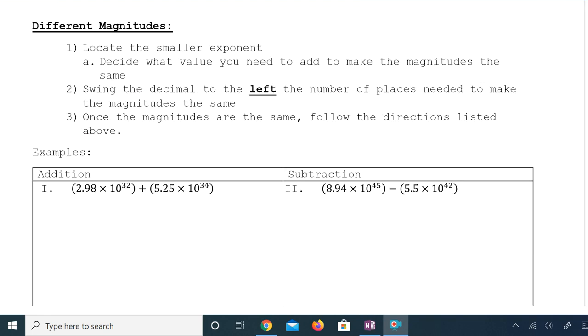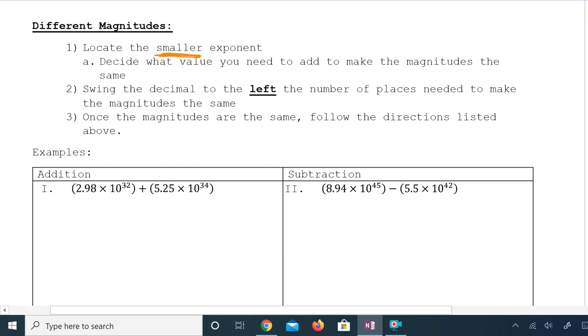Okay, when we're given problems where we have different magnitudes, we have to take an additional step before we're able to actually add or subtract. So when you're given different magnitudes and you notice that the exponents are different, you first want to locate the smaller exponent between the two.